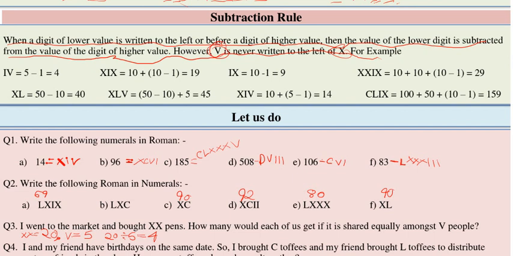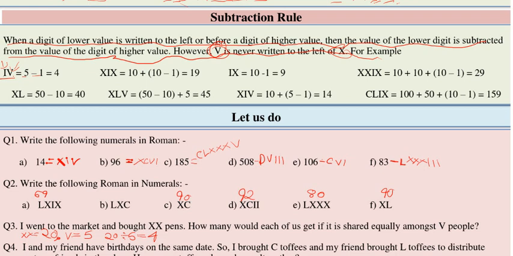Okay, so for example we have IV, that is 5 minus 1, because you can see I is 1 and V is how much, 5. So this is a smaller value to the left of the greater value. So what we do, we subtract the smaller value from the higher value. So 5 minus 1, 4. Same goes for other examples.